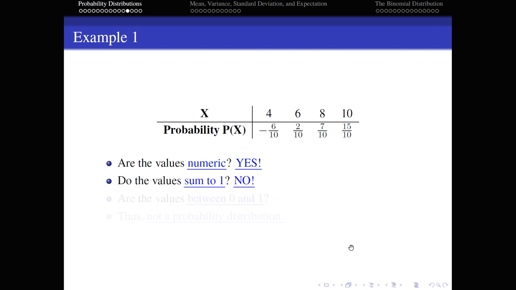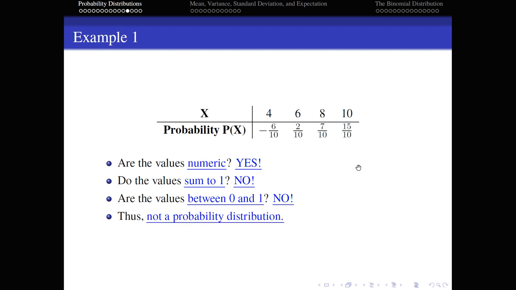See if the values sum to 1. In this case, if I added all of these values up, they all have the same denominator, so I just add across the top. Negative 6 plus 2 plus 17 plus 7 plus 15 does not equal 1. Are the values between 0 and 1? No, they're not. This value right here is negative 6 out of 10. That's below 0. This value right here, 15 out of 10, is above 1. Thus, this is not considered a probability distribution or a discrete probability distribution.